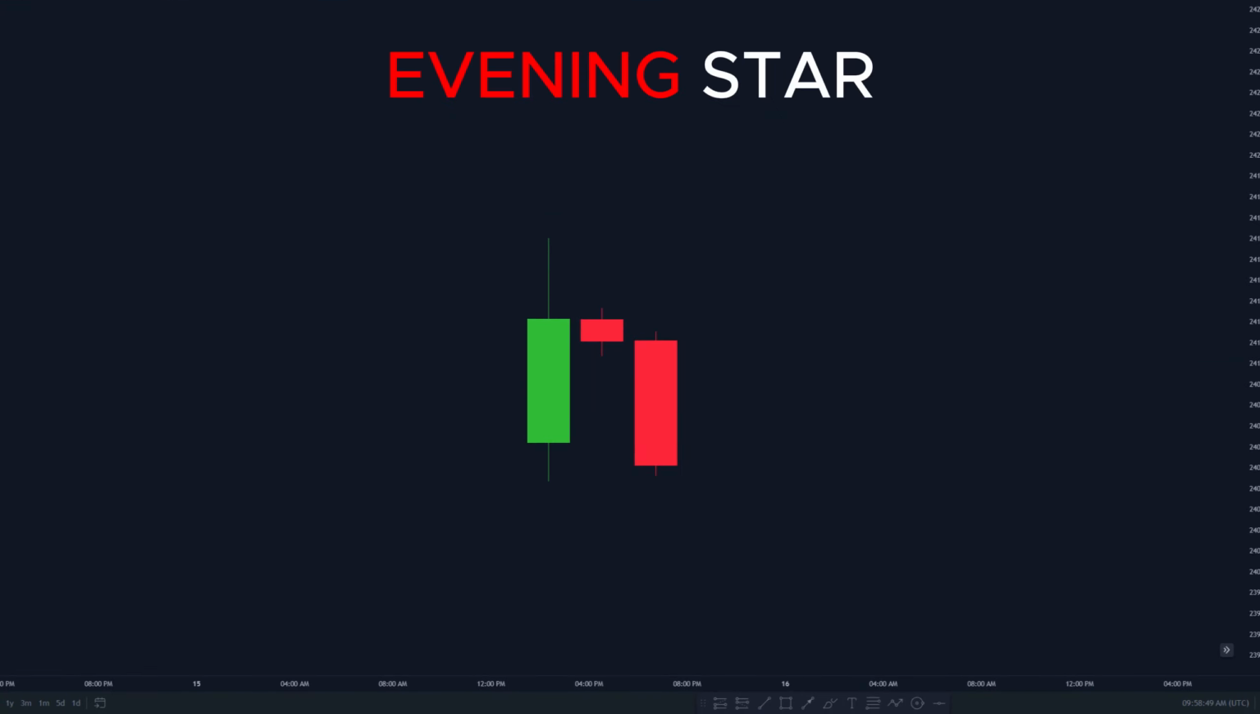The next pattern is evening star, which consists of 3 candles. The first candle will be green and the middle one can be red or green, and the third candle will be red. If this pattern is formed at the top of the chart during an uptrend, then we can expect a reversal in price. Let's see some real chart examples.